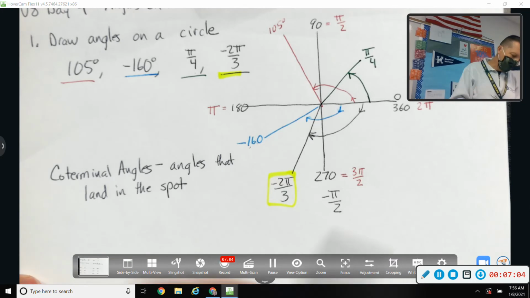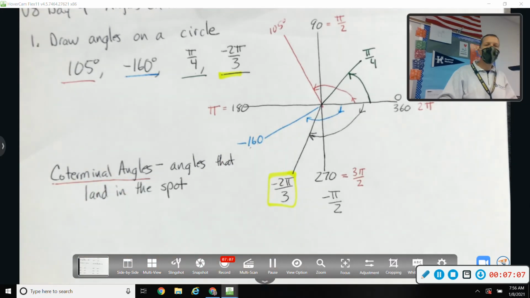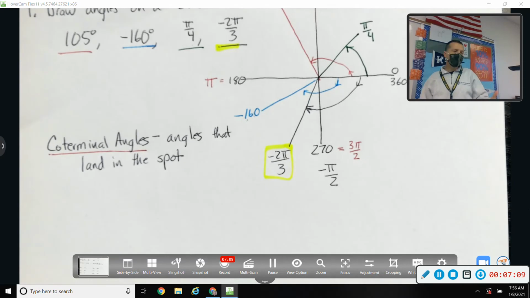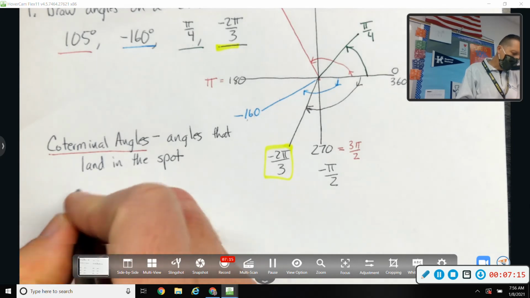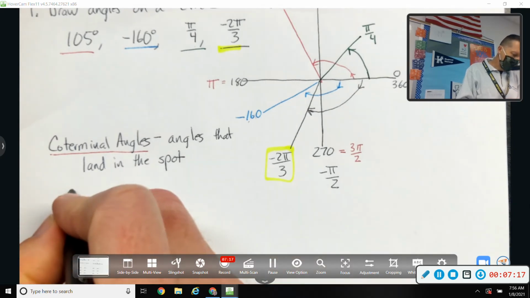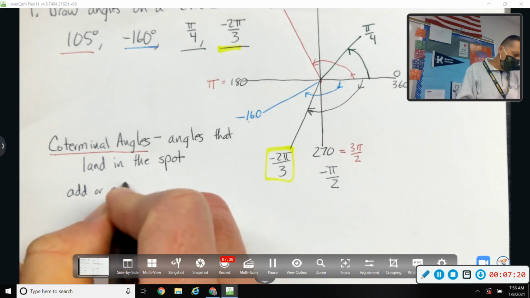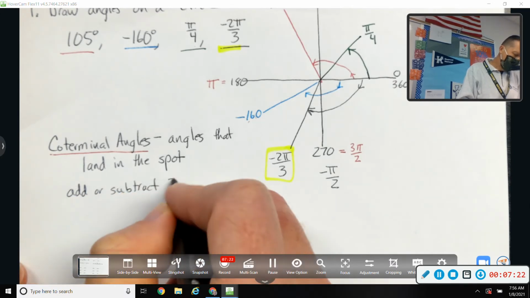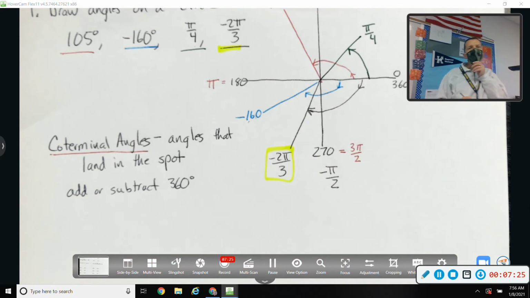This is the only new thing we're adding today, this idea of coterminal angles. There's more than one way to get to each spot on the circle. And to find extra ways to get there, we'll add or subtract 360 degrees. Because wherever you are, if you spin around 360 degrees, you're still in the same spot. If you spin around backwards 360 degrees, you're still in the same spot. So you can add 360 as many times as you like, and you still land in the same spot.